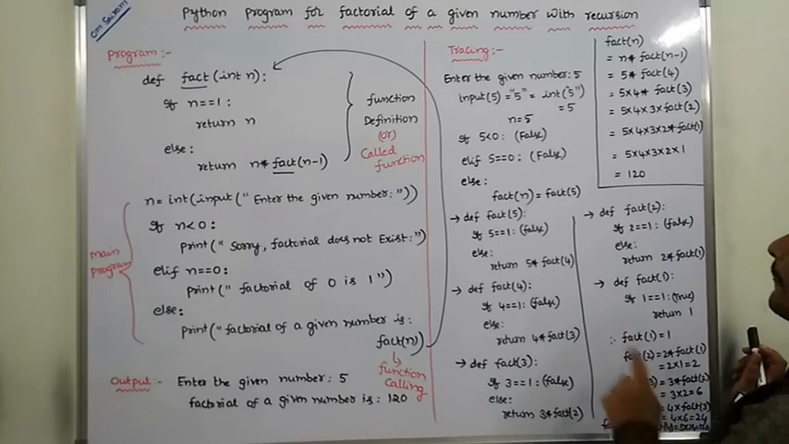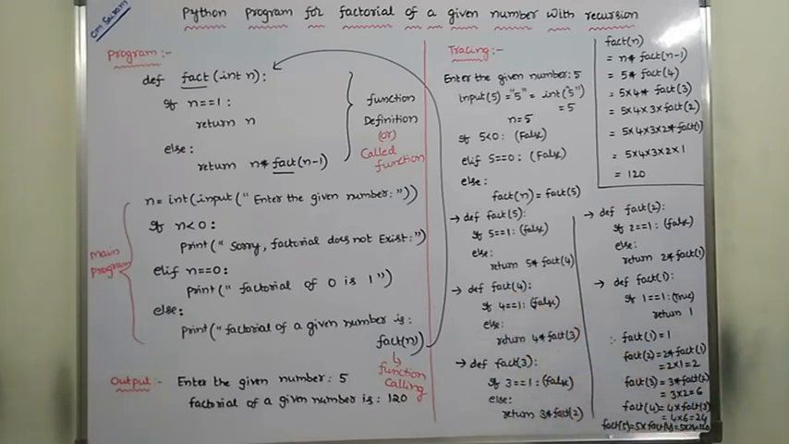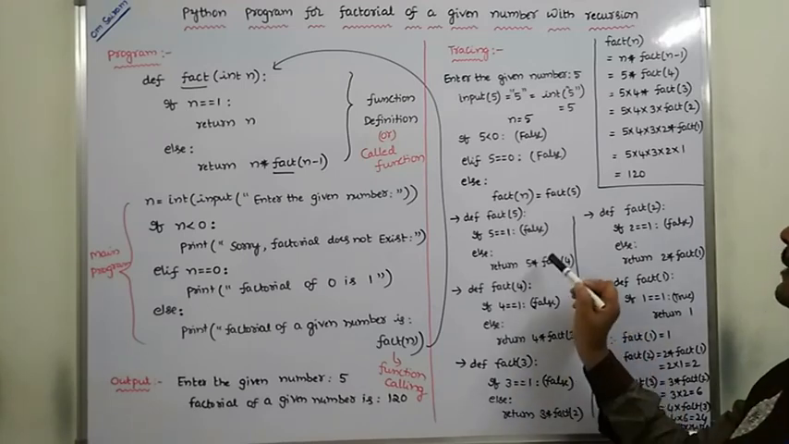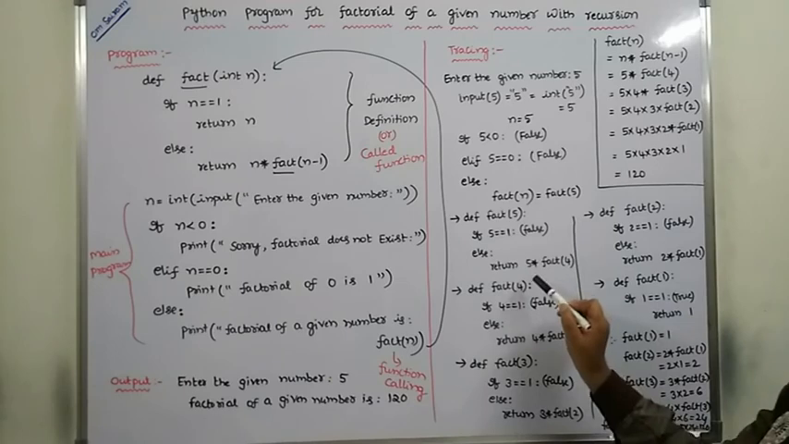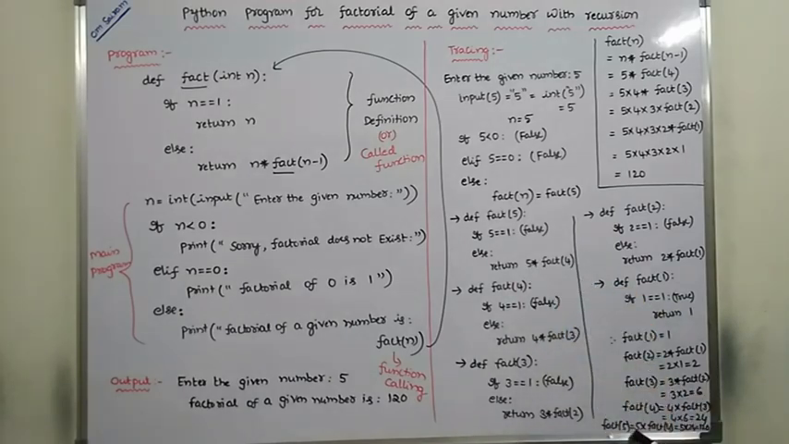After calculating fact of 3, we go for fact of 4. 4 into fact of 3, and the fact of 3 value here is 6. 4 into 6 is equal to 24. After calculating fact of 4, we go for fact of 5. Fact of 5 is 5 into fact of 4. 5 into fact of 4, value 24. 5 into 24 is equal to 120.